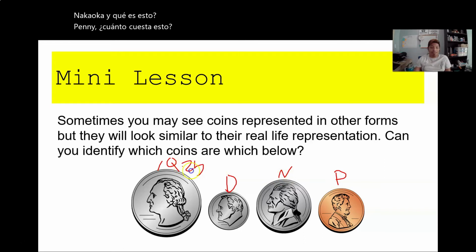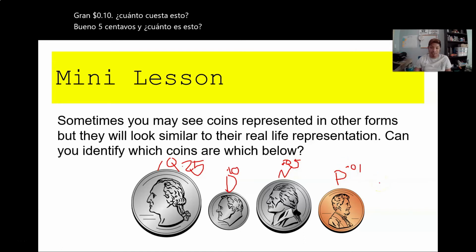How much is this? Good. 25 cents. How much is this? Good. 10 cents. How much is this? Good. 5 cents. And then how much is this?